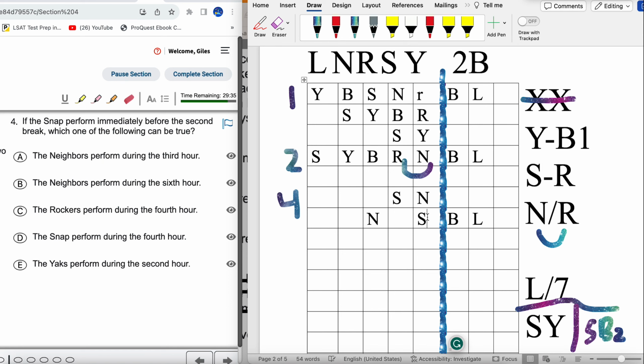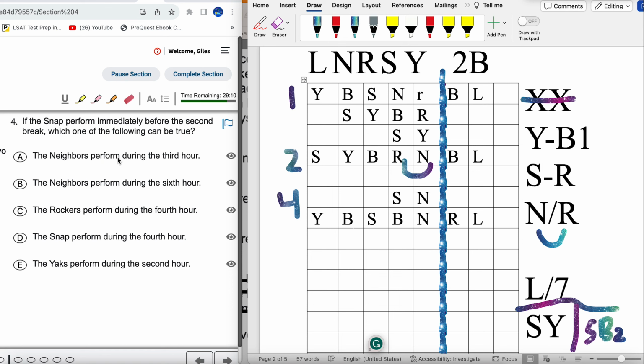R has to go before S though, so what that means is we're going to have to put S over here, second break here, NR, and then we're going to have to get Y in here, and then we're going to have to have a break as well. And this one right here follows the rules. So as quickly as possible, S before the second break. Let's see what we can do here.